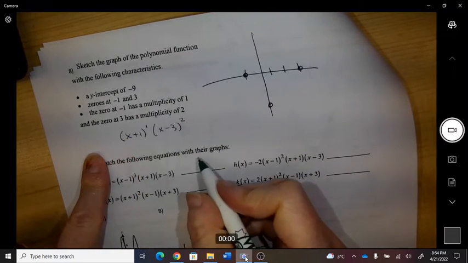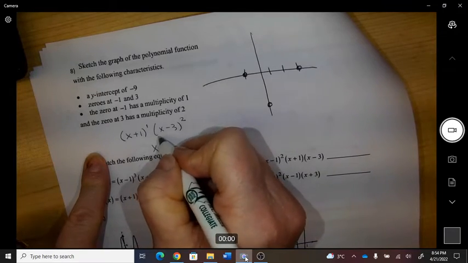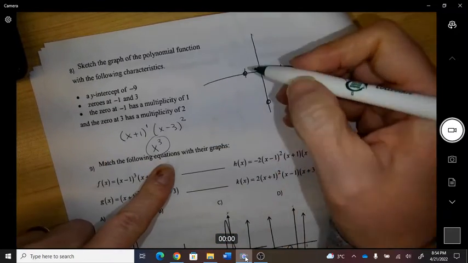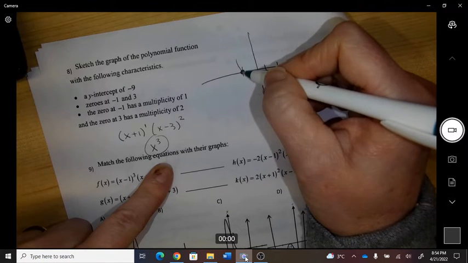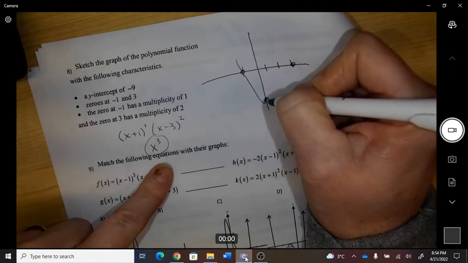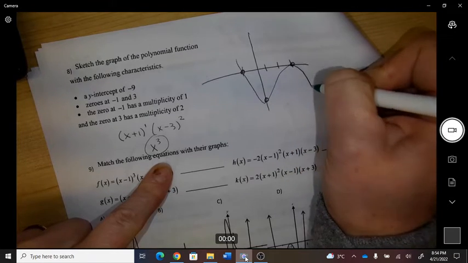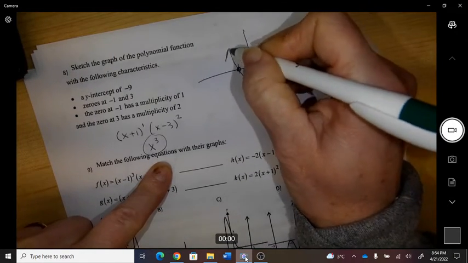So this would be a cubic. So we're going to need to cross through this, and then we're going to need to bounce off that. So it is going to have to open down.